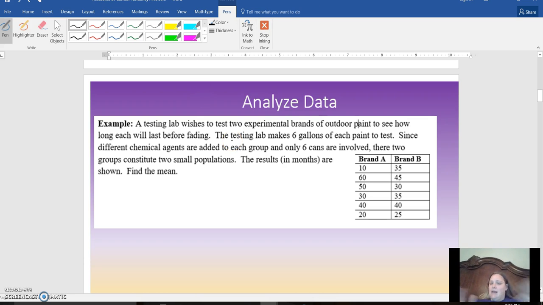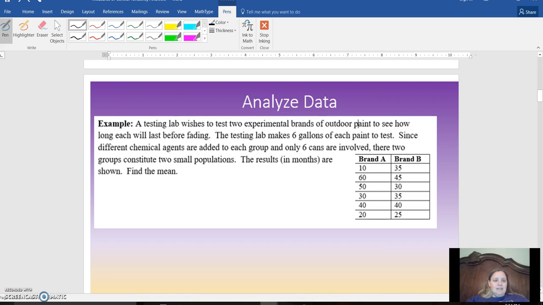All right, so this lab is testing two different types of outdoor paint to see how long it's going to last, and they're doing 6 different gallons of each kind. So brand A, those are the 6. Brand B, those are the 6, and that's how many months that paint lasted before it faded. Brand A, the first one lasted 10 months, the second one lasted 60 months. Brand B, the first one lasted 35 months, the second one lasted 45 months.